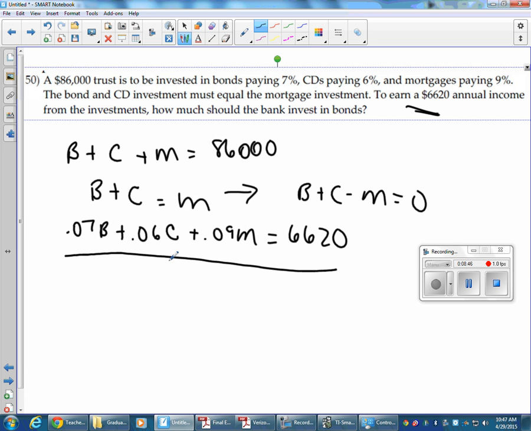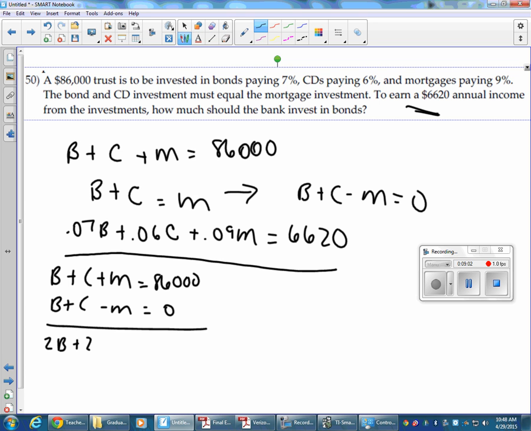If I do that, it looks like it's pretty easy. If I use the first line and the second line just like they're written, I could cancel out the m's. So this one's B plus C minus M equals 0. Add these two lines together, I get 2B plus 2C, the m's cancel, equals 86,000.